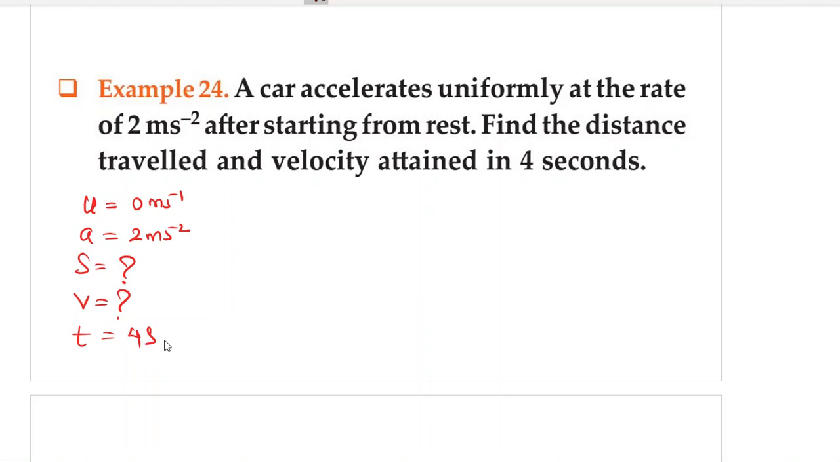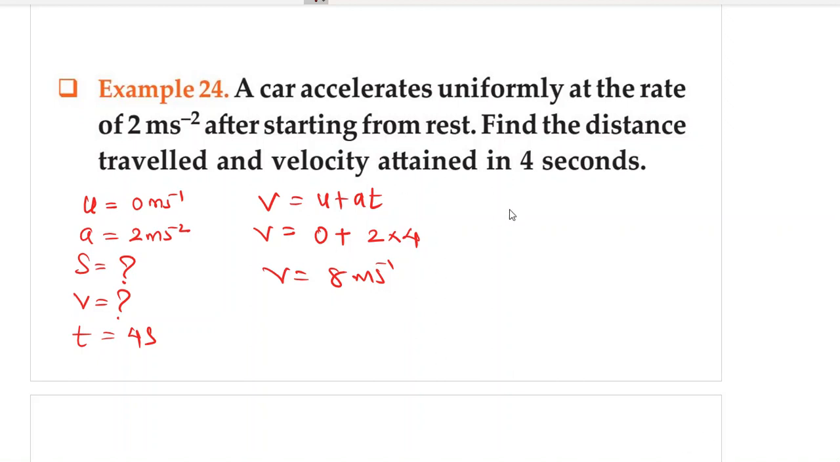Correct? So more than two equations of motion are to be used because all the 5 quantities are involved: u, a, s, v and t. Everything is involved. So first what we are going to do? Since we know u, a and t, we can use the first equation of motion and find v. So v is equal to u plus at. So v is equal to 0 plus a is 2 multiplied by time is 4. So v is equal to 8 meter per second. Final velocity is 8 meter per second.